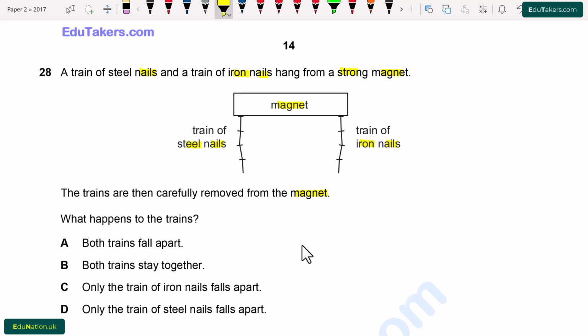Option A, both trains fall apart. B, both trains stay together. C, only the train of the iron nails falls apart. D, only the train of the steel nails falls apart.